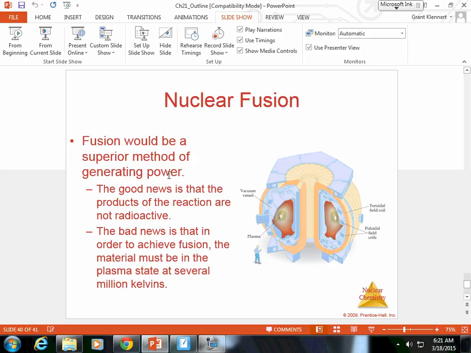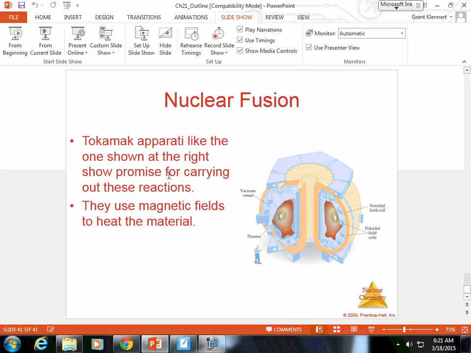So fission is where we break them apart. Fusion would be a much superior method of generating power. Fusion is where we combine atoms together rather than break them apart. The problem is, to achieve fusion, we need to be at several million degrees Kelvin in the plasma-like state of a substance, which is practically impossible to achieve on planet Earth. But what's the one place that achieves this? The sun. That is why the sun is so efficient at making millions of megawatts of energy per second, at a rate that it's been doing for 4 billion years and will continue to do for 4 billion years.